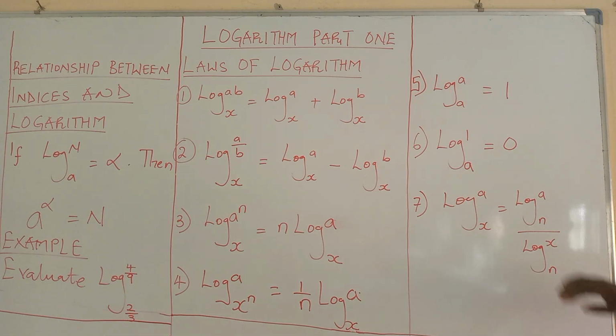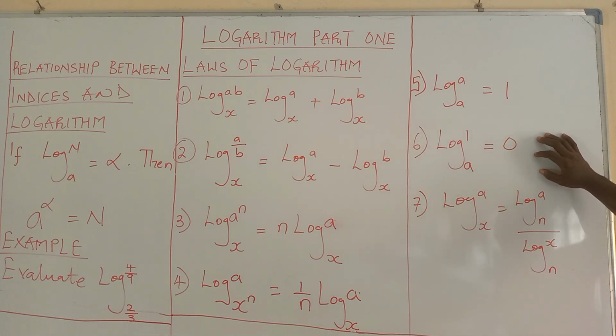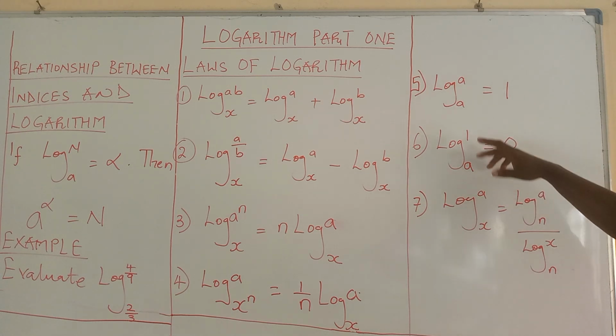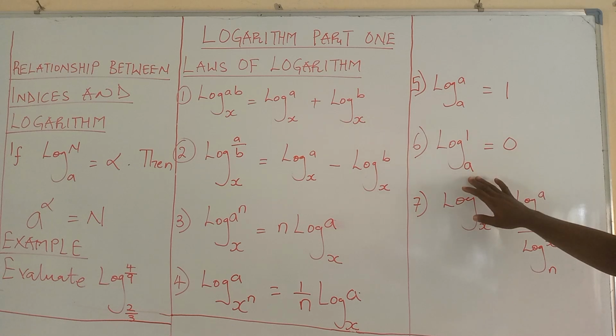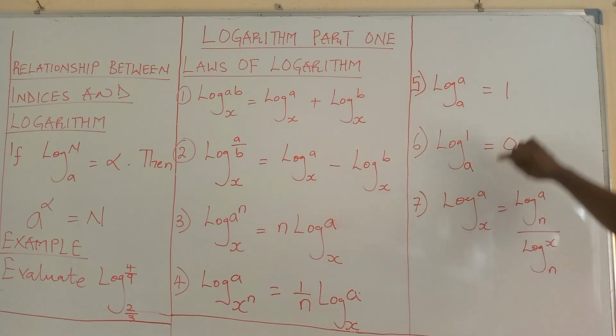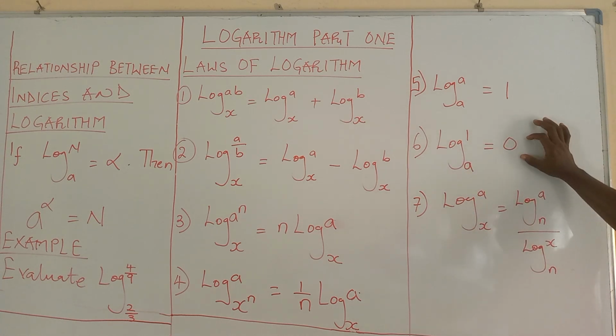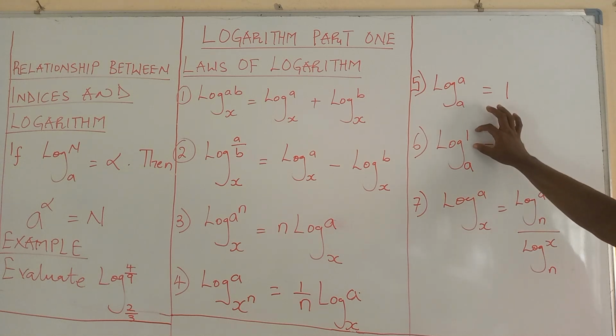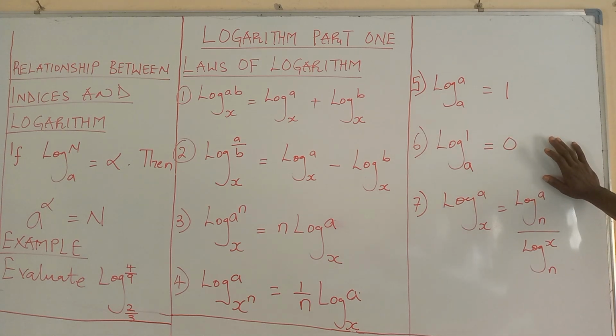Then number 6, the logarithm of 1. The logarithm of 1 is equal to 0, whatever the base is. So if you have log 1 base 10, log 1 base 5, log 1 base 7, whatever base, as far as it is log 1, the answer is 0. So the logarithm of 1 is equal to 0.